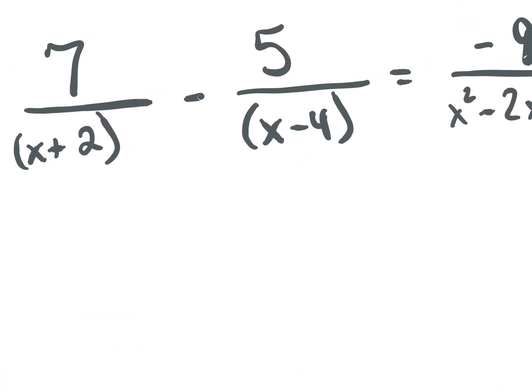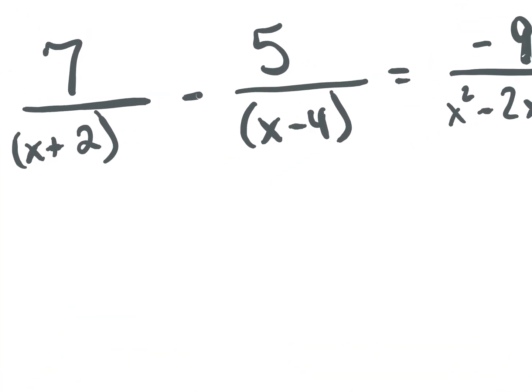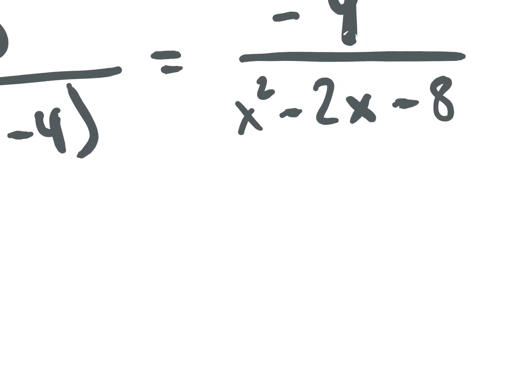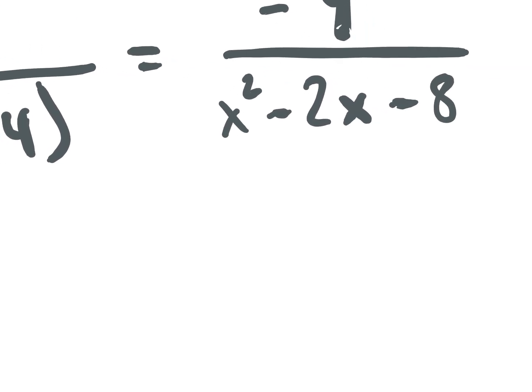So first step is always we want to find our least common denominator. Our first 2 denominators are already factored for us, so we're good there. Let's factor our third one. What are 2 factors of negative 8 that add to negative 2? Negative 4 and 2. So this factors into x minus 4 and x plus 2.